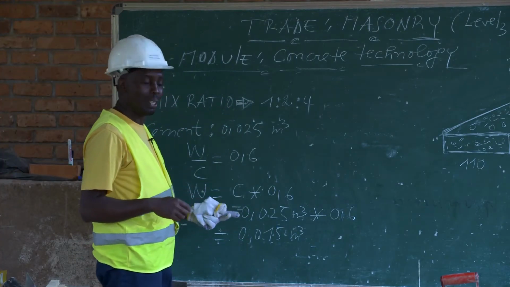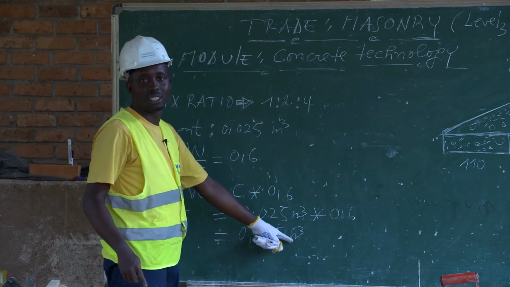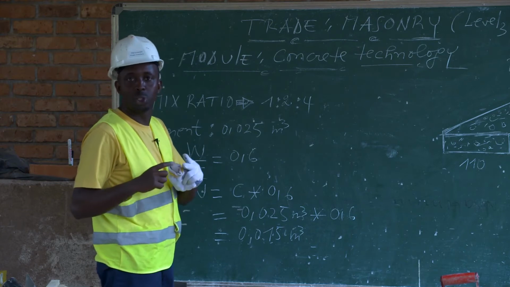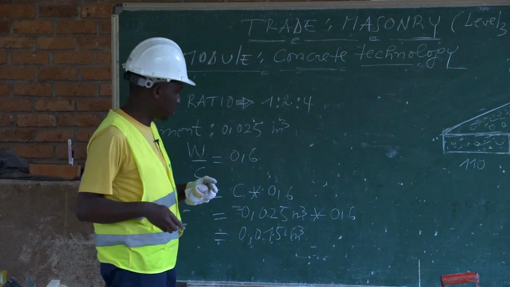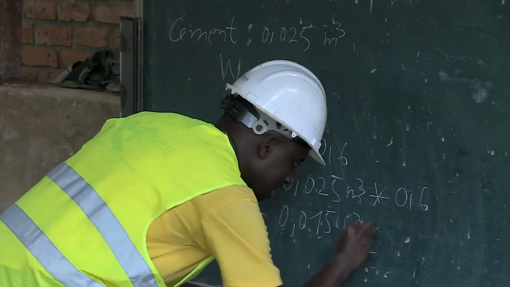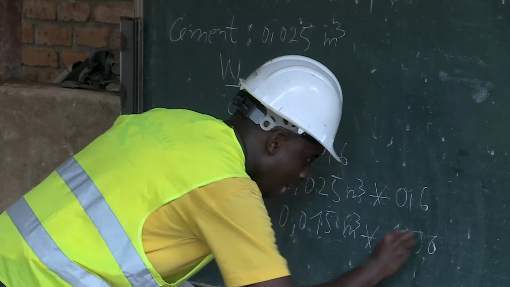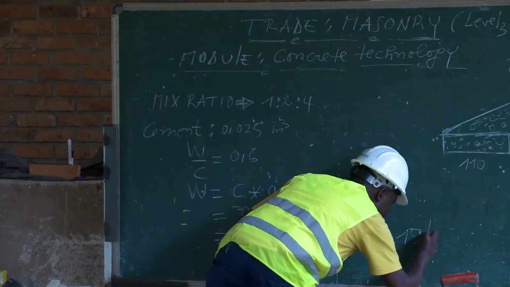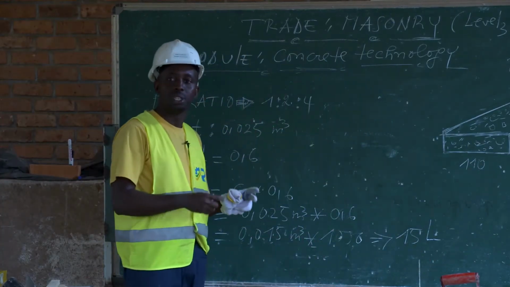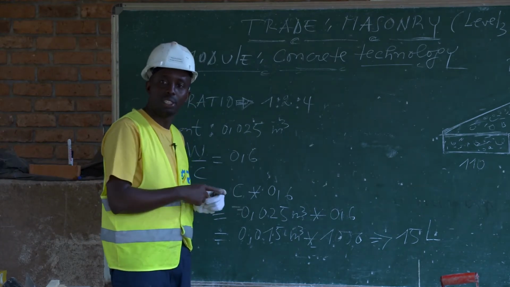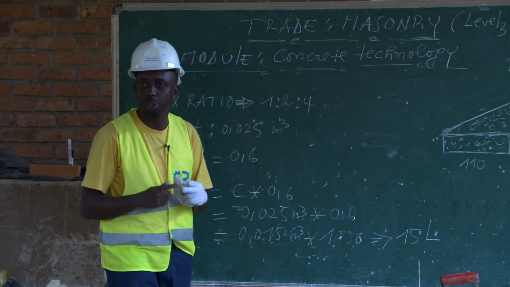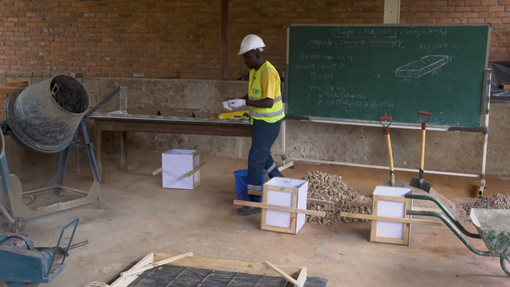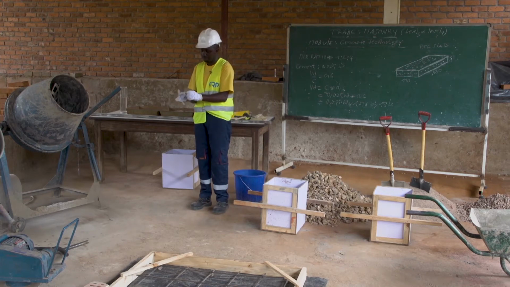Then, to convert these meter cubes in liters so that it will facilitate us to be sure of the quantity of water that we are going to use during the mixing, let us multiply by 1,000. And this will give 15 liters. So 15 liters is the quantity of water that we are going to be using during the mixing. Then let us proceed with the mixing process.